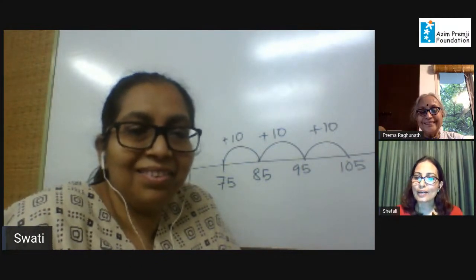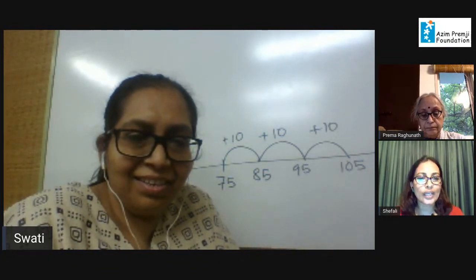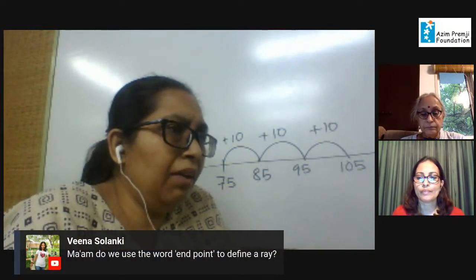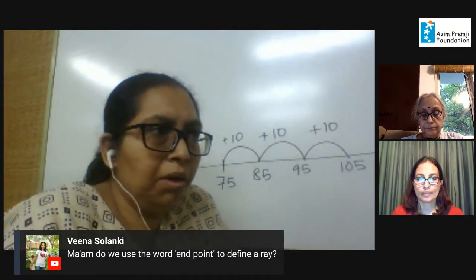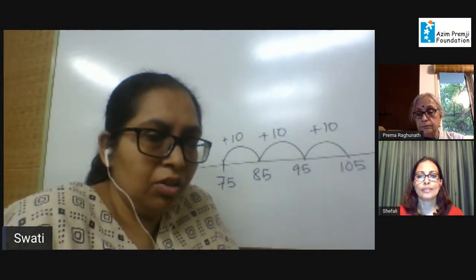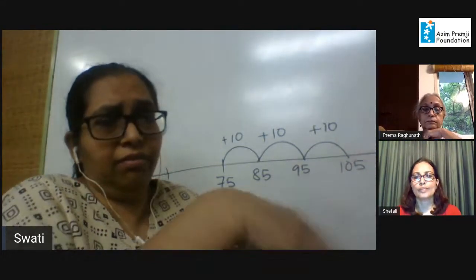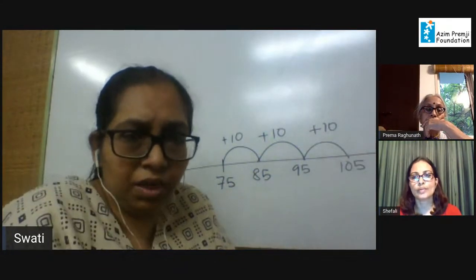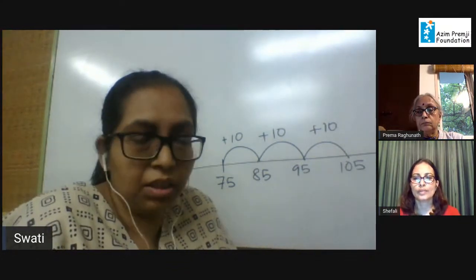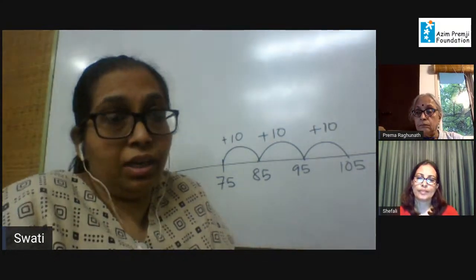Very interesting. Veena Solanki is asking, ma'am, do we use the word end point to define a ray? A ray will typically have a starting point, so to speak, but not an end point, because it goes all the way to infinity. So you can say it has only one end, the beginning, and not the other end. A line segment will have both ends, and you can actually measure it. A line which stretches all the way to infinity on both ends will have neither end.